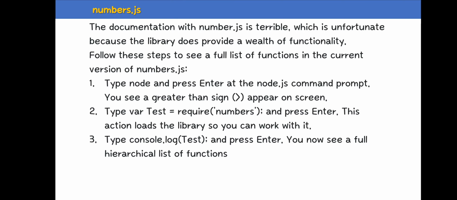Follow these steps to see a full list of functions in the current version of numbers.js. Type node and press enter at a node.js command prompt. You see a greater than sign appear on screen. Type var test equals require numbers and press enter. This action loads the library so you can work with it. Type console.log of test and press enter. You now see a full hierarchical list of the structure of functions.